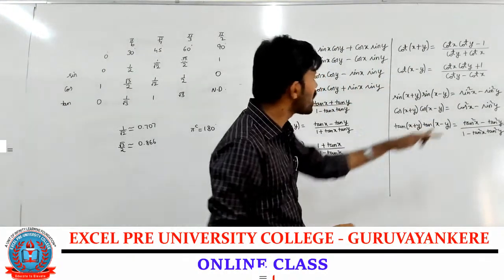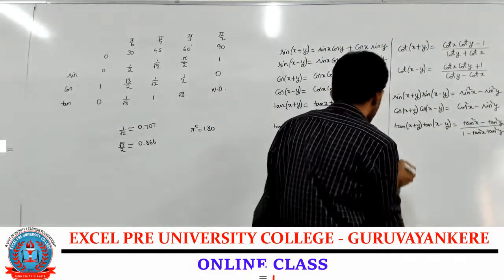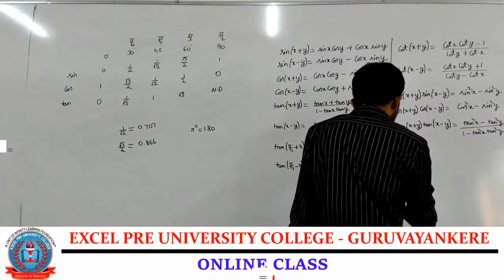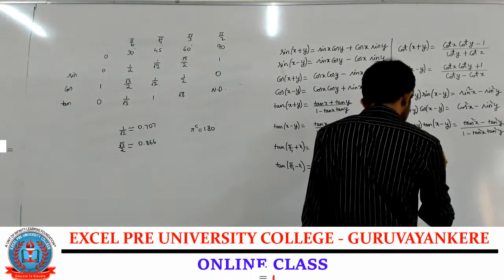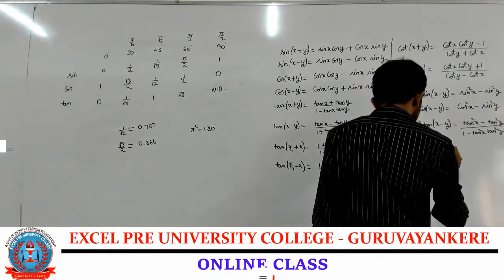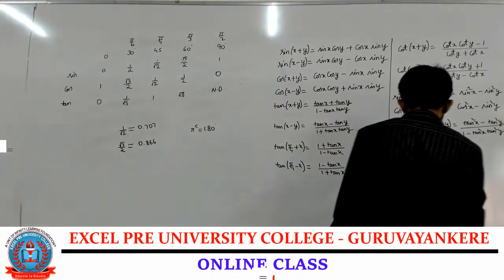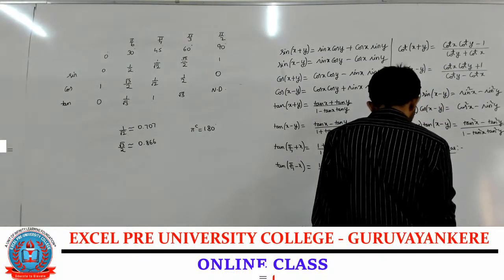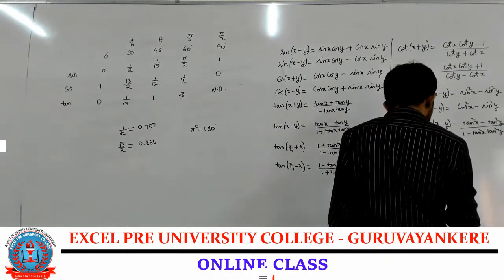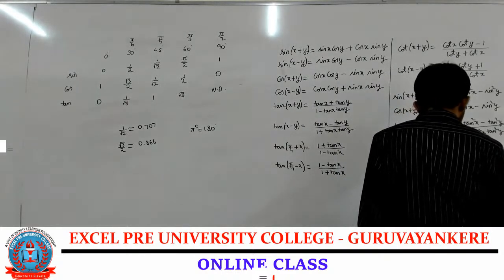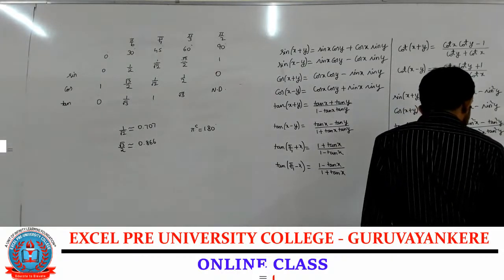These are all called compound angle formulas. Okay. Further we have the multiple angle formula. Sin 2x is 2 sin x cos x, which is equal to 2 tan x divided by 1 plus tan square x.